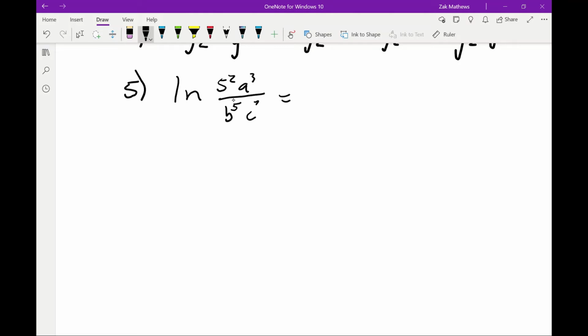Alright, so we have the natural log. The first thing we had was the 5 squared. Next we have that a. So I'm going to have plus the natural log of a cubed, plus because those two things were multiplied. Then we get to the b. The b was being divided. So I'm going to have minus the natural log of b to the 5th.